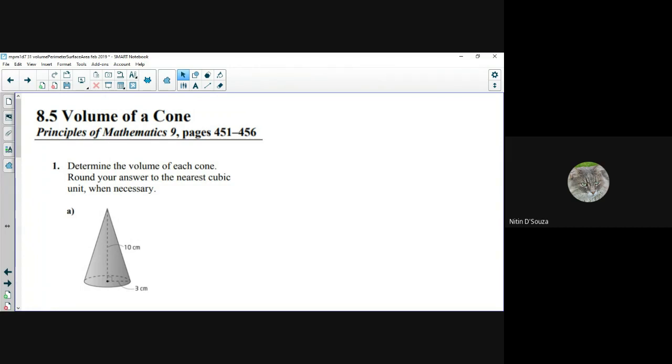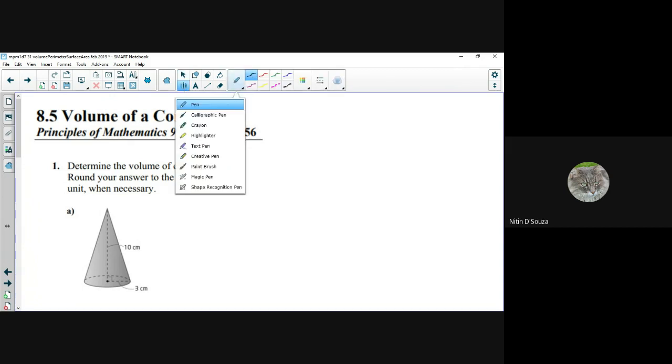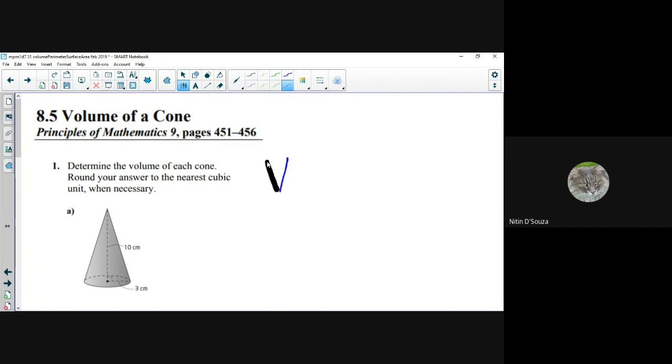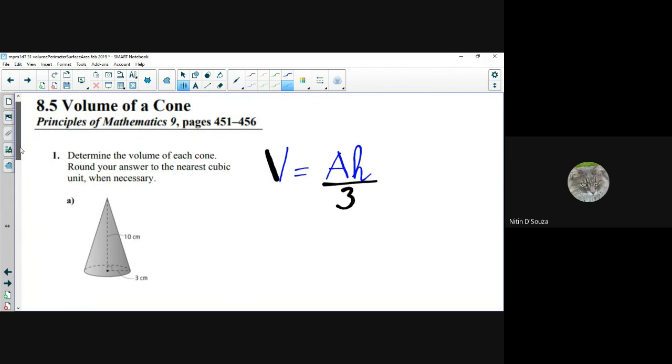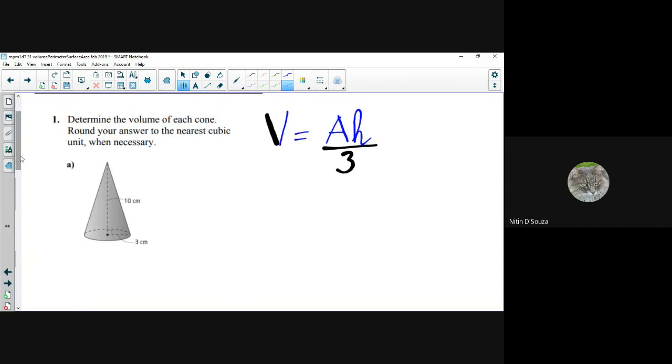All right, today we're looking at volume of a cone. So remember from a previous lesson that the volume of a cone is equal to the area of the base times height divided by 3. So in this first situation here, we know the radius of the base is 3. And we know that the height is 10. So our volume will be the area of the base, pi times radius squared, multiplied by the height, divided by 3.